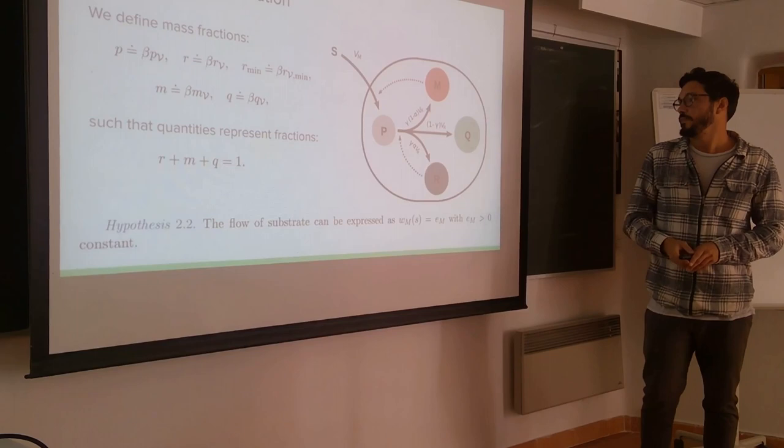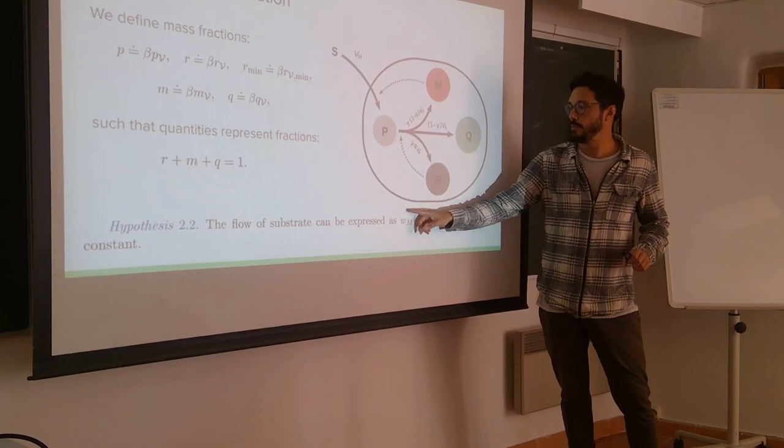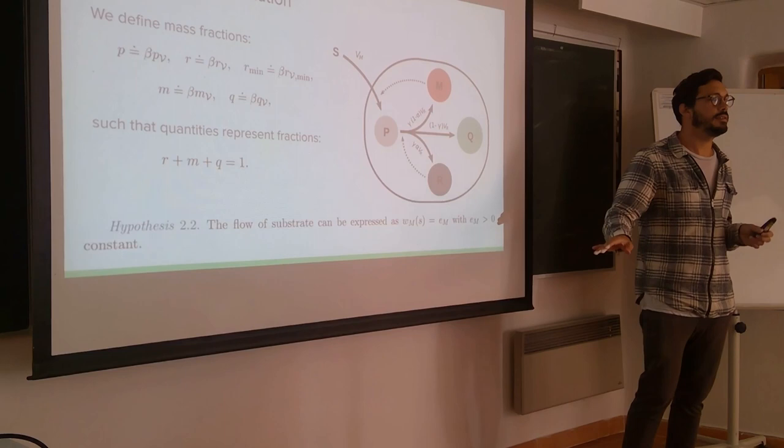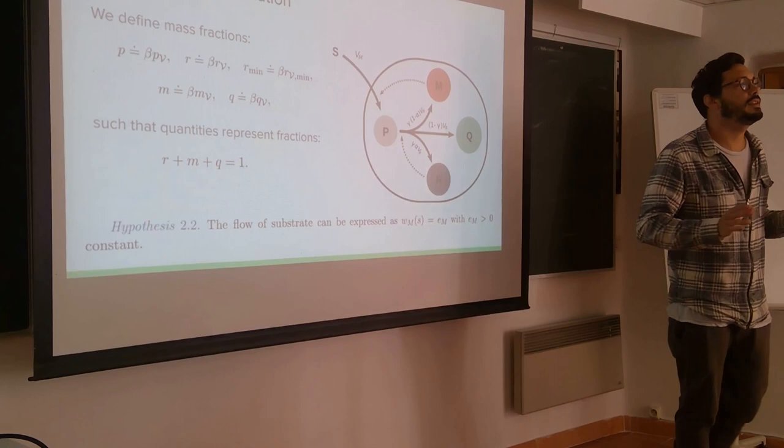And I'm going to make a hypothesis too. I'm going to suppose that this flow related to S is actually constant, which would mean that we have a lot of substrate in the medium. So we will just assume there's no dynamics in the substrate. The substrate is, for example, being consumed in a very slow way. So the cell ignores that the substrate varies.